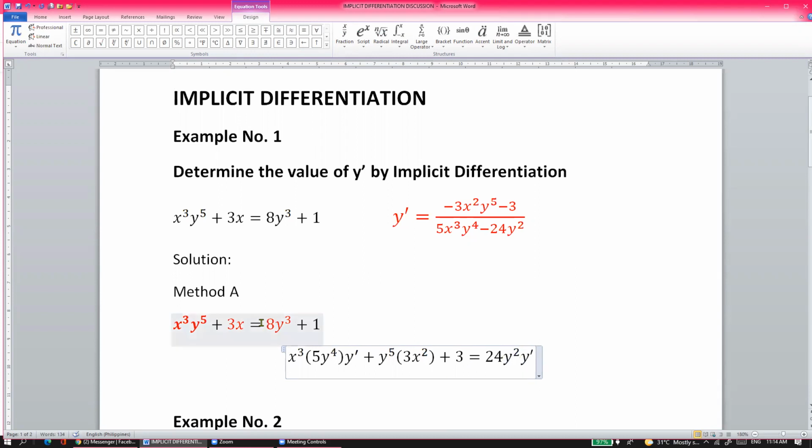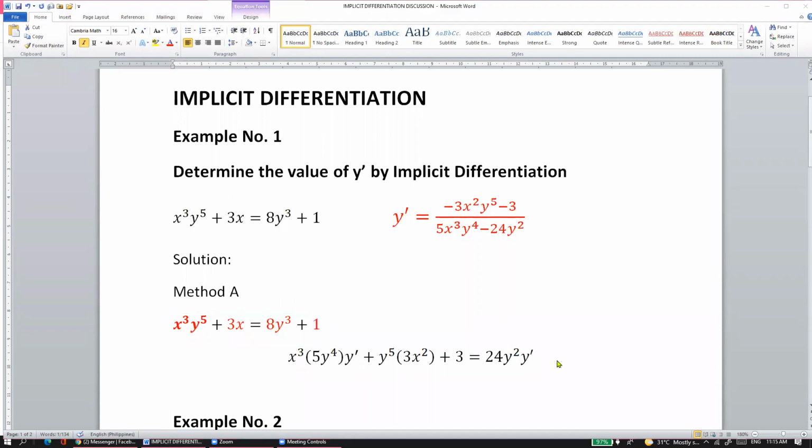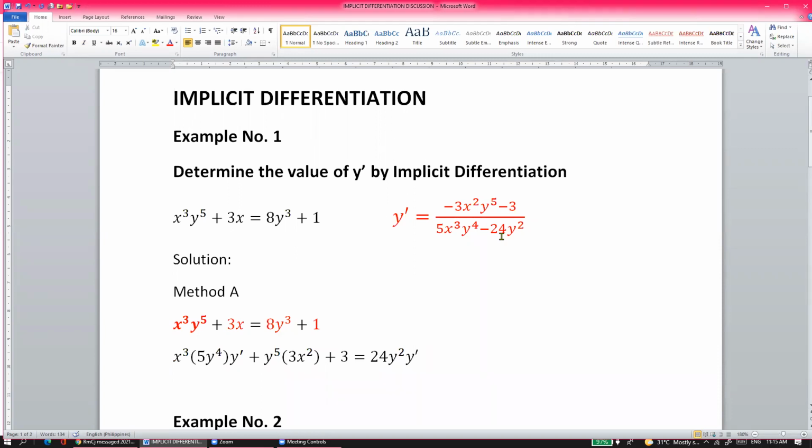And then how about the derivative of 1? Derivative of 1, since it is a constant, automatically that is 0. Can you follow? Nasundan ba natin? Yes, sir po. Okay, so that's it.